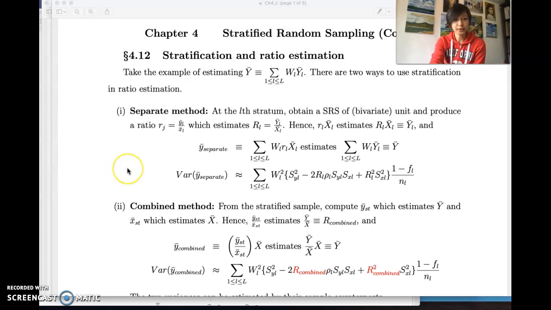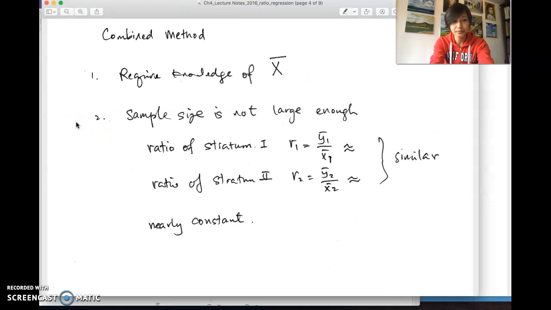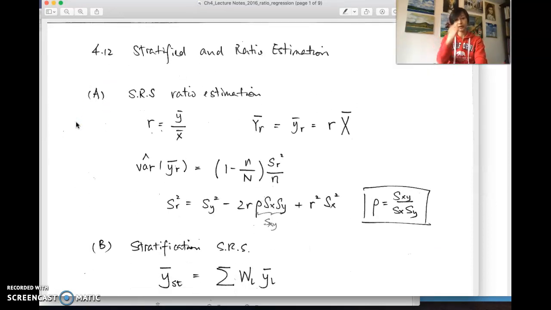So this week I'd like to move on to the technique that we learned from chapter 3, that we can make use of some auxiliary information, let's say x, in support of us to estimate the y variable. So we know that x and y have a linear relationship, then we can do a ratio estimation and also a regression estimation. So I'd like to combine both of them. Let's look at my handwritten notes.